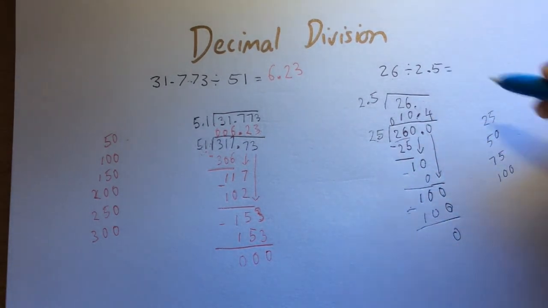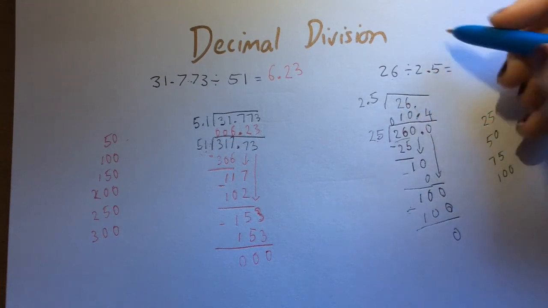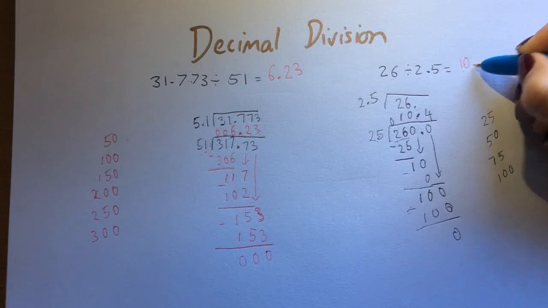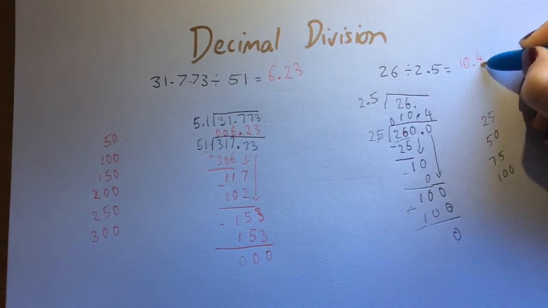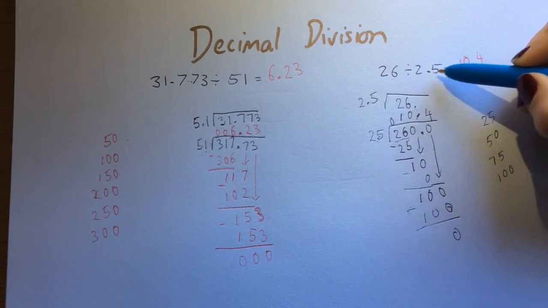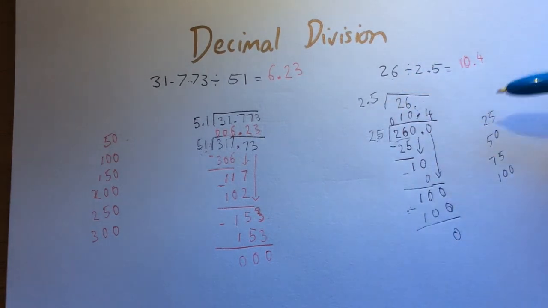So our answer to this sum here is going to be 10 and 4/10. So how many 2 and 5/10 fit into 26? 10 and 4/10. Good luck, and remember to show your working out.